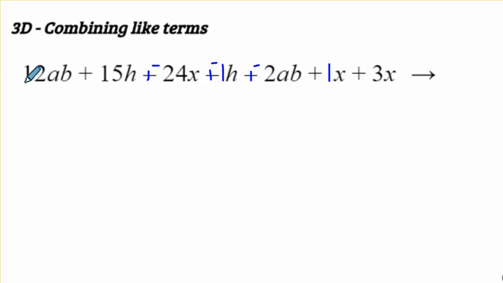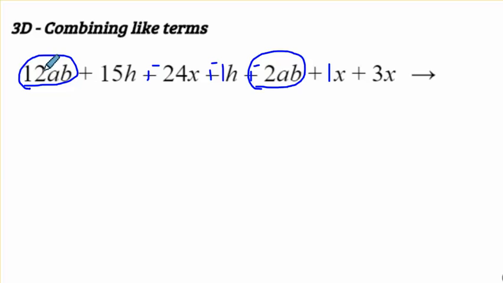So let's just start with 12ab. We're going to look for another term that has an a and a b, and we see it right here. Okay, so those are the only ones that go together in that kind of family.